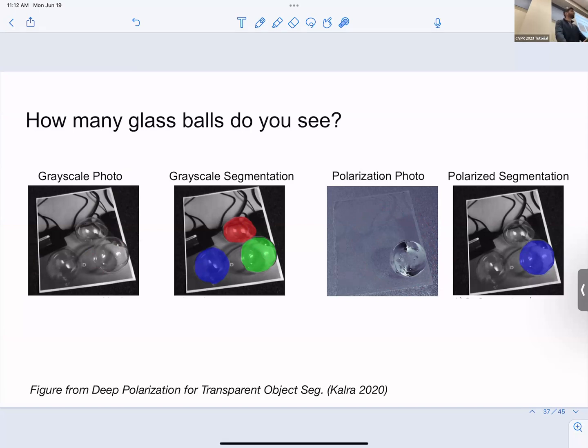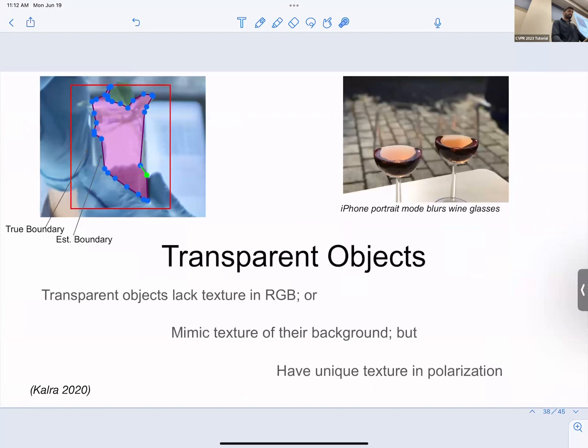This is a paper from CVPR 2020 called Deep Polarization for Transparent Object Segmentation. The basic idea is that transparent objects lack texture in RGB, but they mimic the texture of their background. If you look at these wine glasses, where they are transparent and don't have the liquid, they mimic in some ways the texture of their background. Now, in general, that doesn't work for us, right? Because backgrounds can vary. If the transparent object just took on the texture of the background, the network would just learn the background. And if you try to regress on all the different variations of backgrounds, you're going to get nothing because there's no common feature.